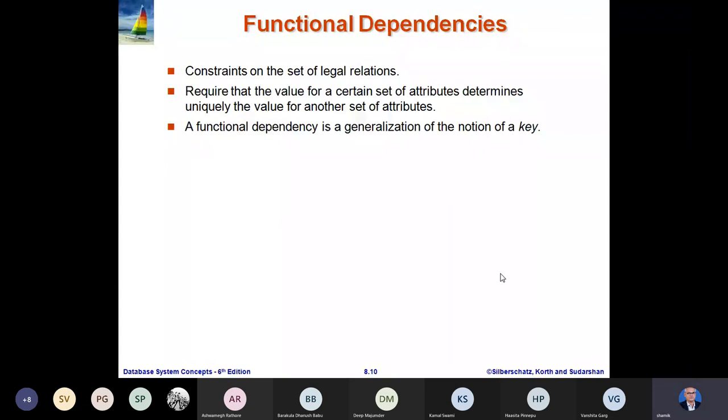This concept puts some constraints on the set of legal relations. We'll understand what it is. It requires that the value for a certain set of attributes determines uniquely the value of another set of attributes. A functional dependency is a generalization of the notion of a key. You have already studied the notions of super key, candidate key, and primary key. It is a generalization of this notion of key, as we'll very quickly see.